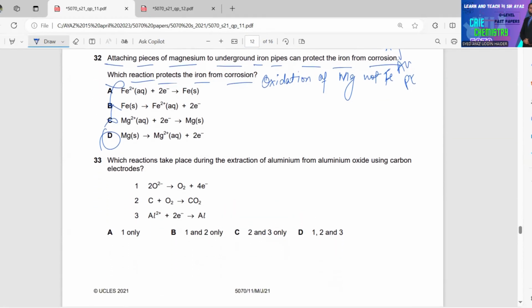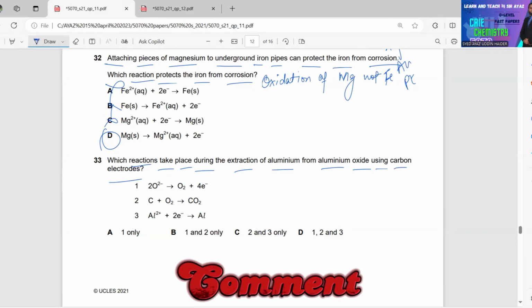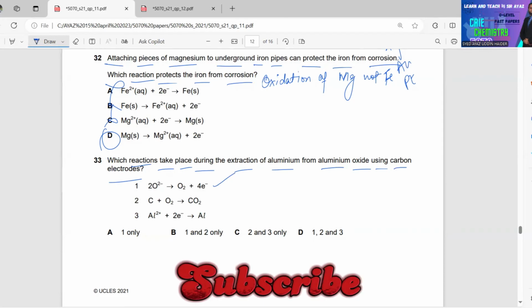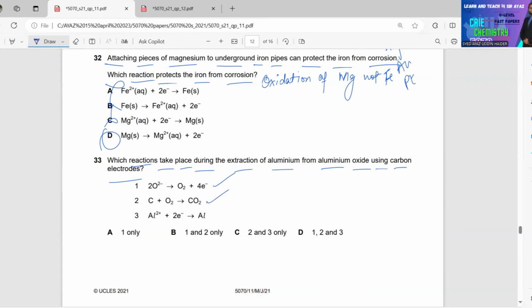33. Which reactions take place during the extraction of aluminium from aluminium oxide using carbon electrodes? Number 1, 2O2 minus gives O2 plus 4 electrons. Is correct. Number 2, C plus O2 gives CO2. This is also correct because the temperature is high. So oxygen produced oxidizes the anode. So this is also correct.